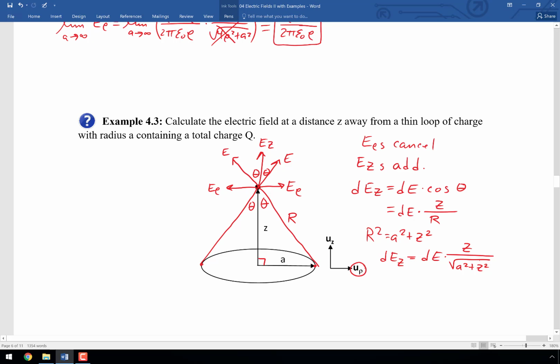Now for the first time, I'm going to need to treat this in a circular fashion. So I'm going to have a differential length. The differential length is going to be the radius a times d phi, as long as phi is in radians. That's kind of the definition of radians, that it's the arc length divided by the radius. And if I know that dq is equal to rho sub l times dl, then dq is equal to a times rho sub l times d phi.